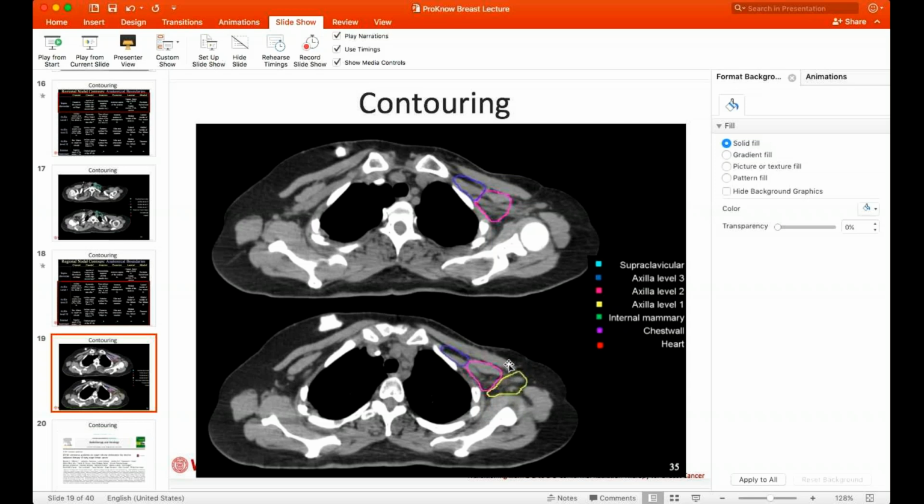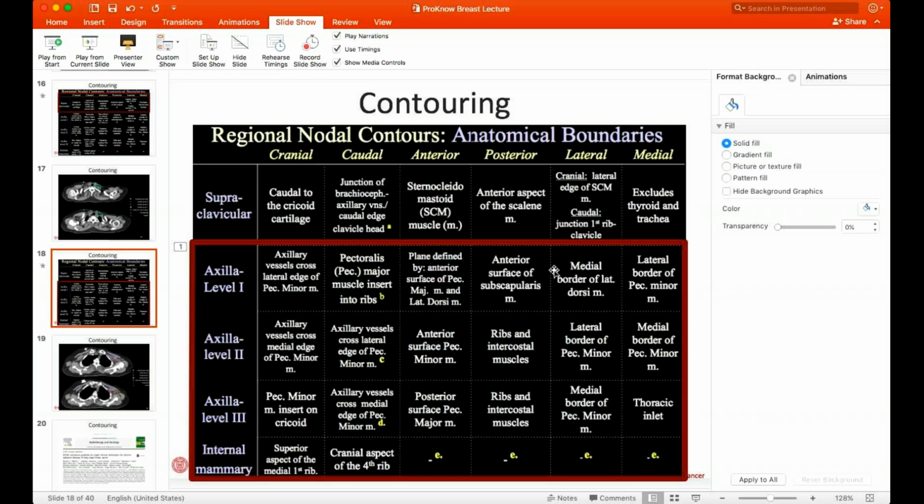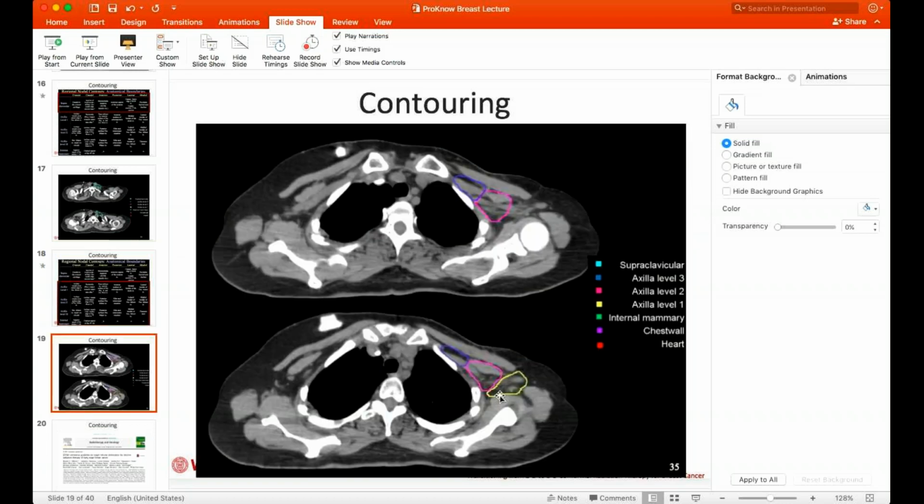The anterior boundary is kind of an invisible boundary of the anterior border of the pectoralis major and the latissimus dorsi muscle. So you just imagine a plane connecting these two muscles and make that your anterior border. The posterior border of the axillary level 1 is the anterior surface of the subscapularis muscle. So this is what your level 1 lymph node should look like, okay?